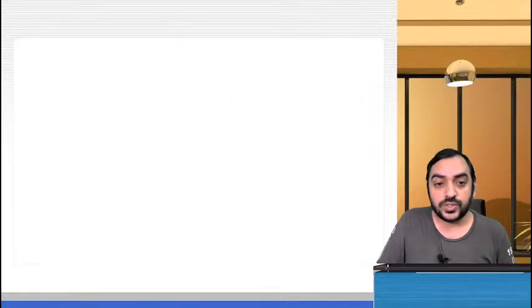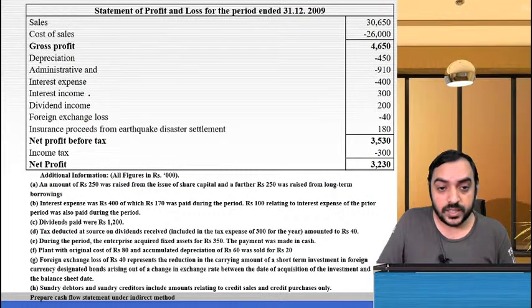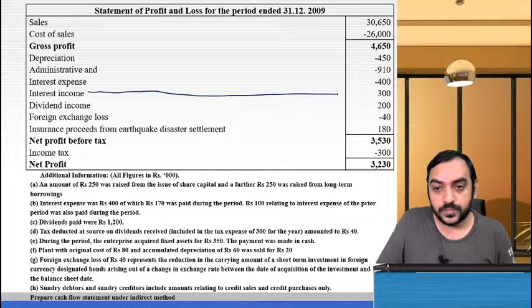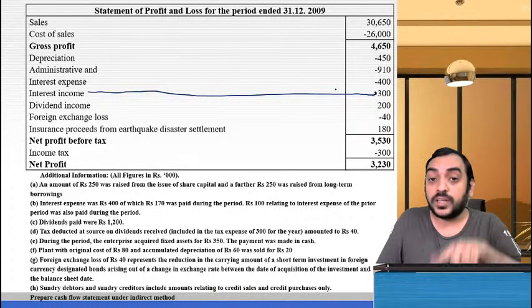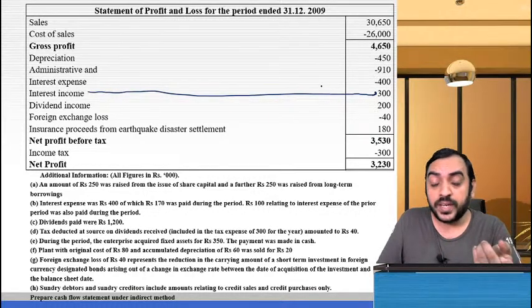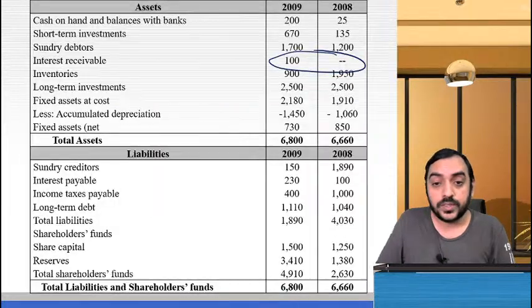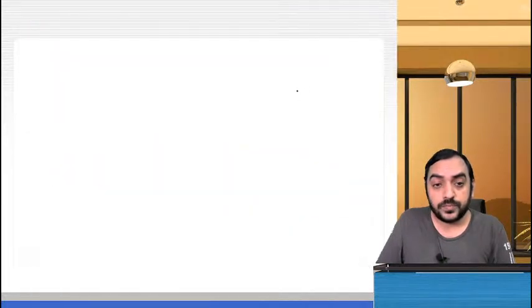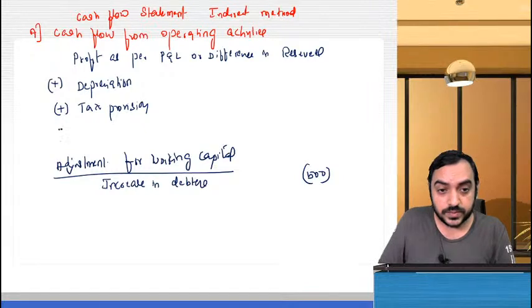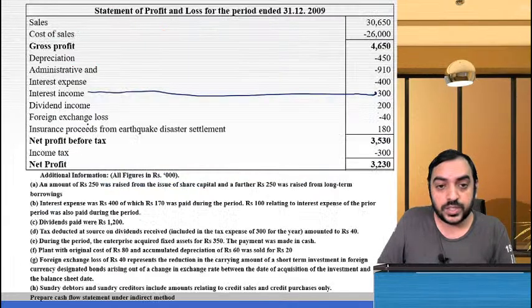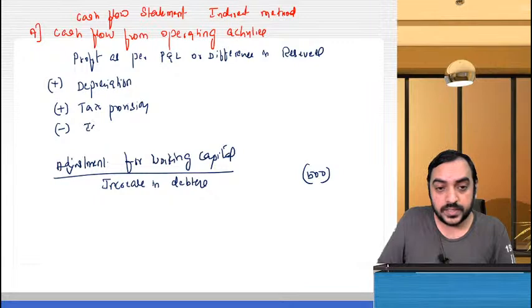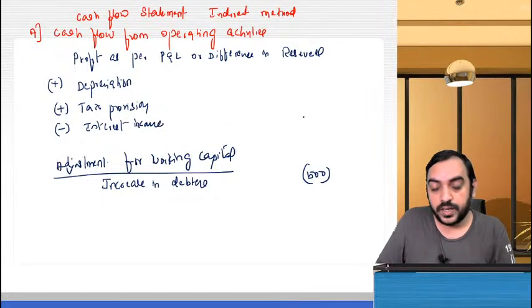Go to the P&L account. You see interest income 300, which is not an operating activity. Non-operating activity should be eliminated. So go to this one and say minus, how much amount? Minus interest income 300.